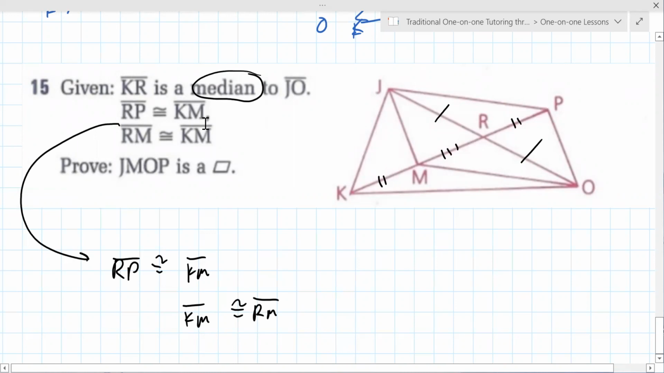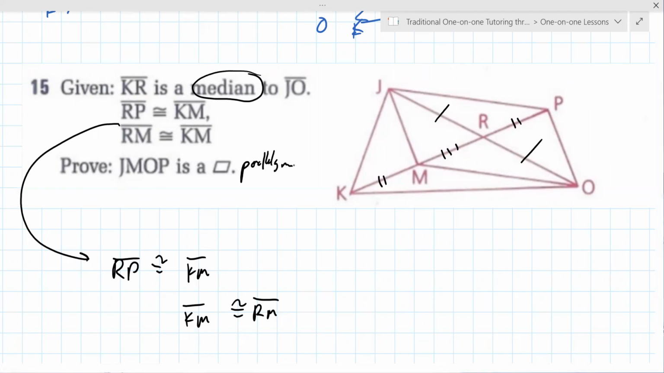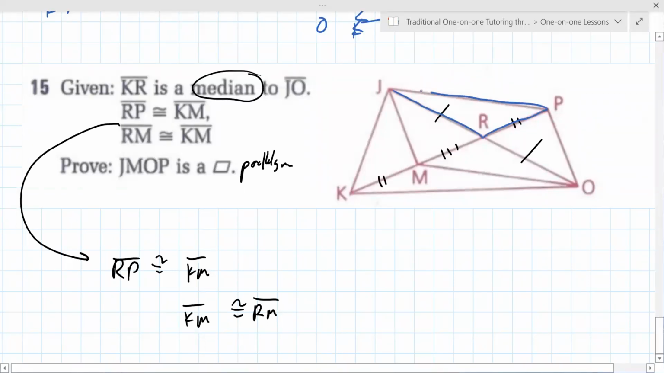So we're trying to prove that JMOP is, I guess, a parallelogram. I think that's what that's referring to. So we need to prove that opposite sides are congruent. We'd like to say that JP is congruent to MO and JM is congruent to PO. And we can probably do that through this angle stuff, or through triangles again. It'd be nice to prove that this triangle up here is congruent to this triangle on the bottom, because that will get you the sides.